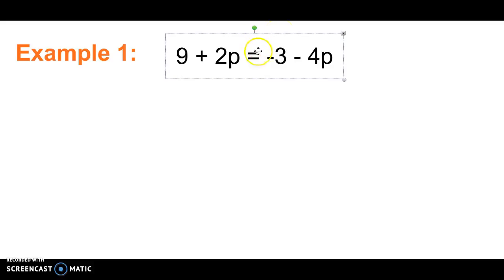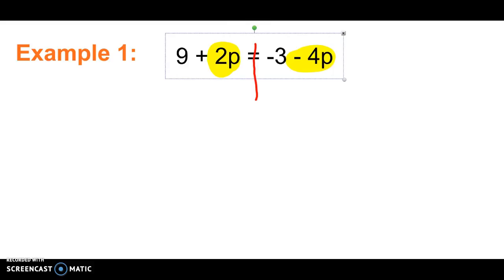If we follow like we have before, we draw a line right through the equal sign. Now, I have a p on one side, and I have 2p, and I have negative 4p on the other side. Reminder that the sign goes with the number.